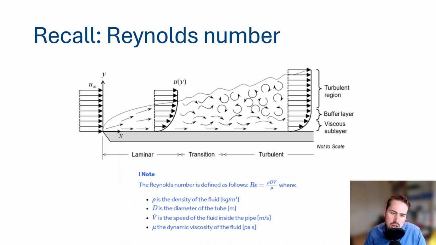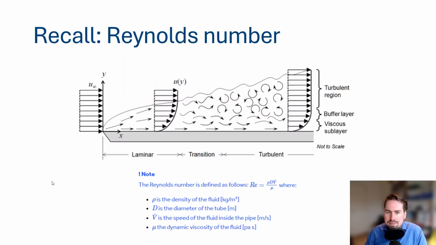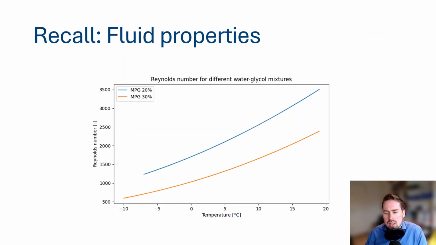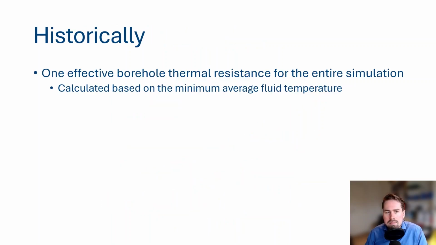And if you then recall our previous slides, where depending on where the Reynolds number is, you have quite a different effective borehole thermal resistance. This is actually a very important aspect which is often neglected. So historically, let's say every simulation was done with one effective borehole thermal resistance.